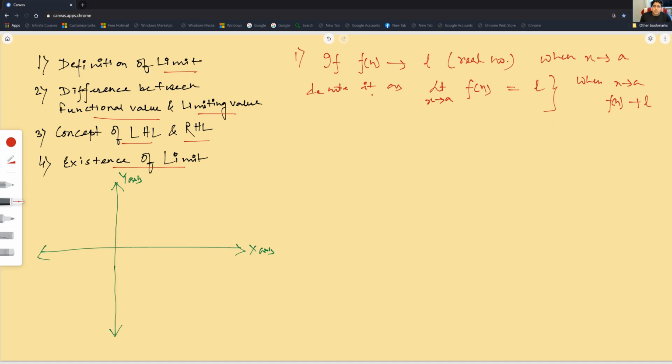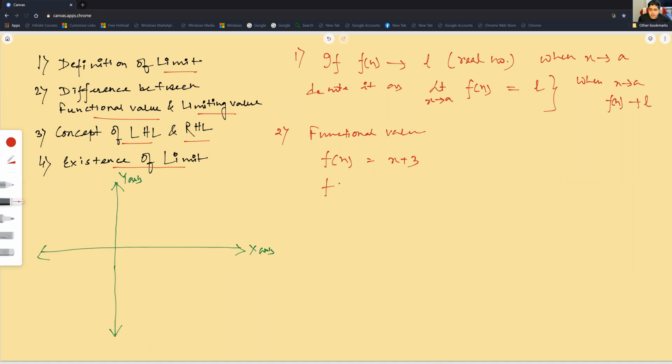Now, what is that concept of approaching towards the value? So before starting with the limit, first we have to know what is the difference between the functional value and the limiting value. What is functional value? Let's say f of x equals x plus 3.